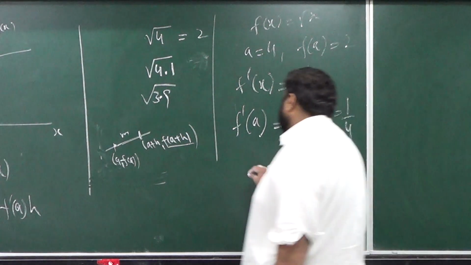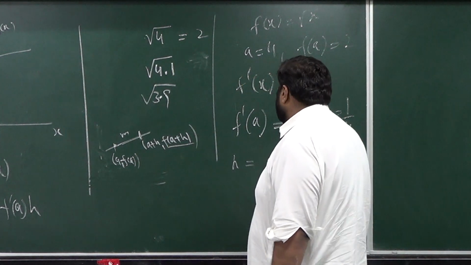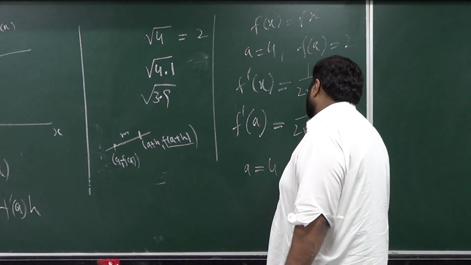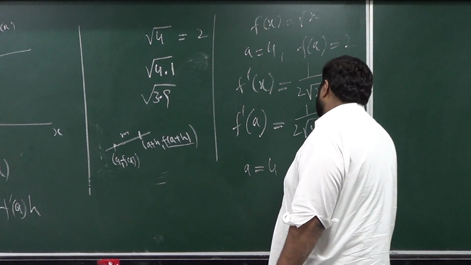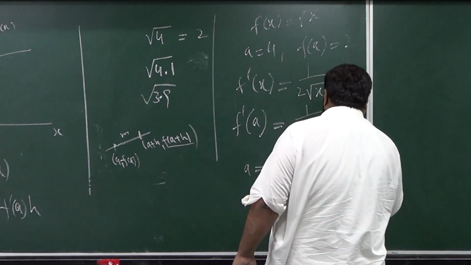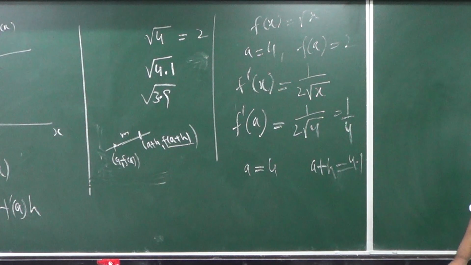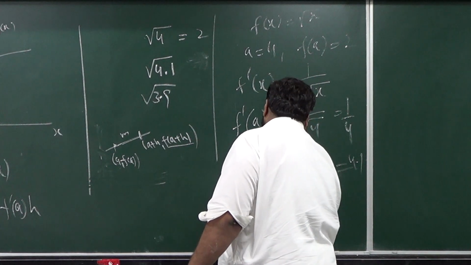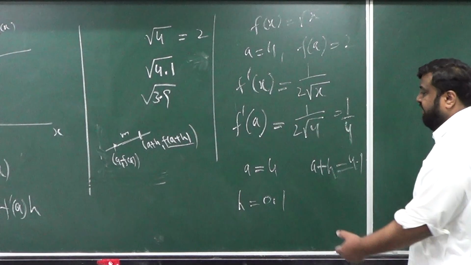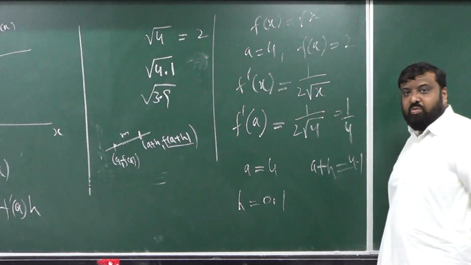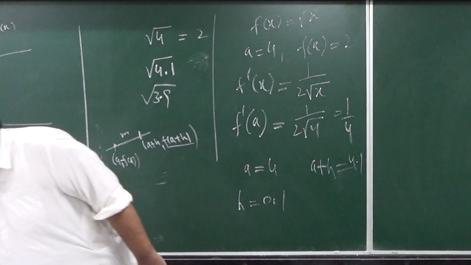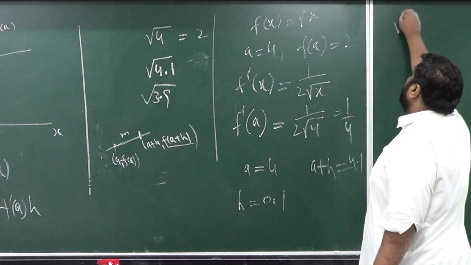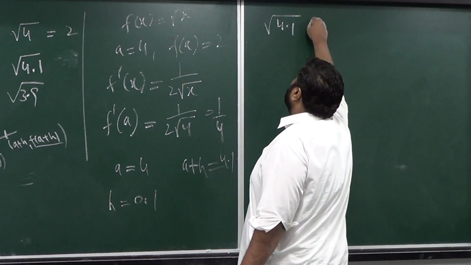And what would be h? h is really the difference. If a is 4, then a plus h is 4.1. The question is, what is h? h is 0.1. So how much you are drifting away from a is really 0.1. And what does this immediately tell you? Using this information, now you can compute the square root of 4.1.